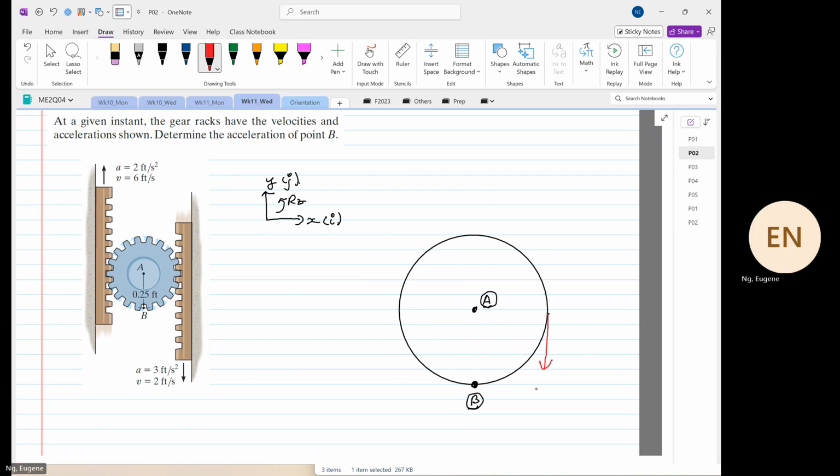So acceleration is equal to 3 feet per second squared, and we are given the velocity over here is 2 feet per second. Directly opposite, we are given an acceleration of 2 feet per second squared and a velocity over here of 6 feet per second.